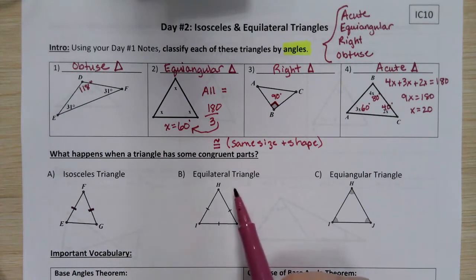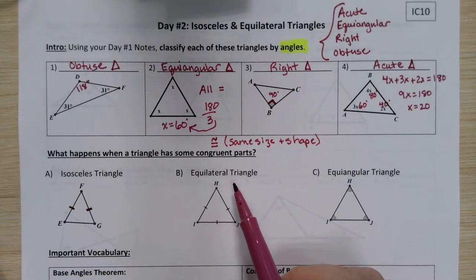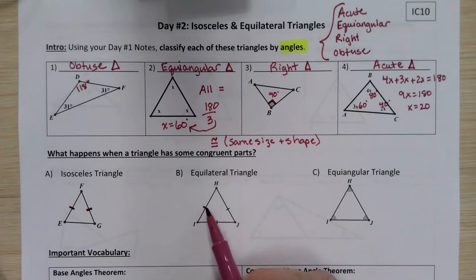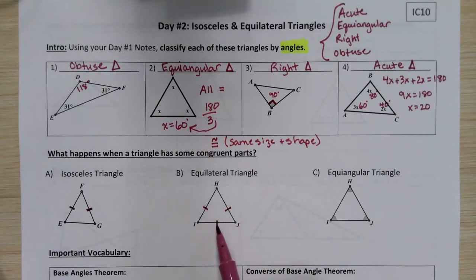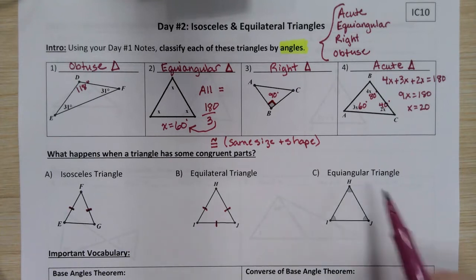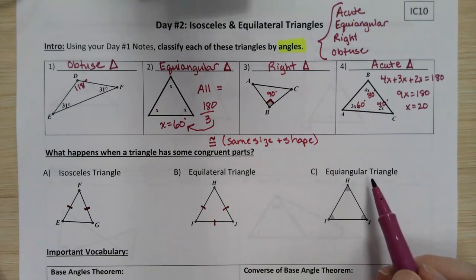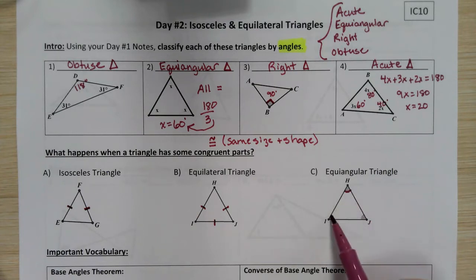If we look at example B, that's an equilateral triangle, our second new vocabulary word for today, and we notice that all 3 of the sides of this triangle are marked with those ticks. So all 3 of them are congruent and have exactly the same measure. We've already talked about equiangular a little bit, so this third example is showing us an equiangular triangle. That's showing us that all 3 of these angles are equal to each other, all congruent.